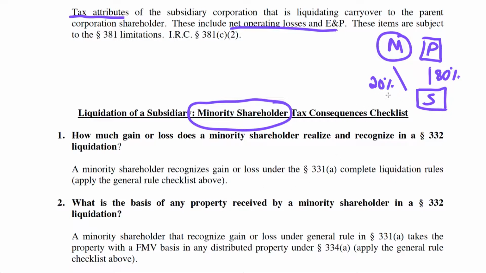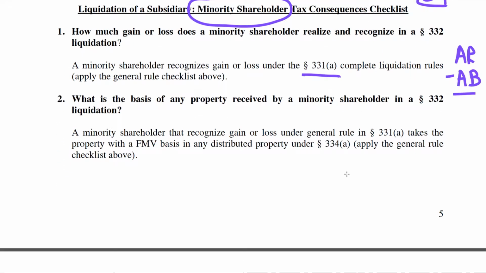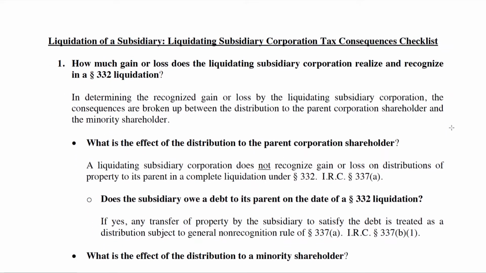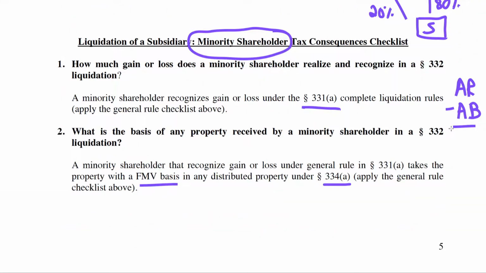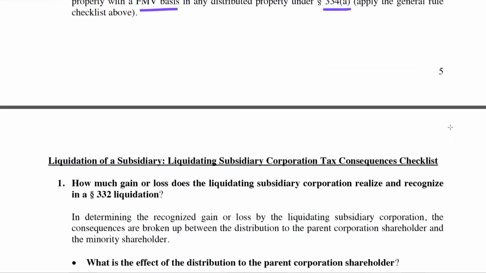So to the minority shareholder, we apply the normal general rules. Any gain or loss will be recognized applying the same checklist under the general rules we just talked about, 331. So amount realized, what's received, minus adjusted basis in the stock gives us the realized gain or loss that will be recognized by the minority shareholder. What basis is taken by the property? It's going to be the fair market value basis under 334, again, under the general rules, just like we saw. And again, E&P, that's not an issue. That goes away in that situation.